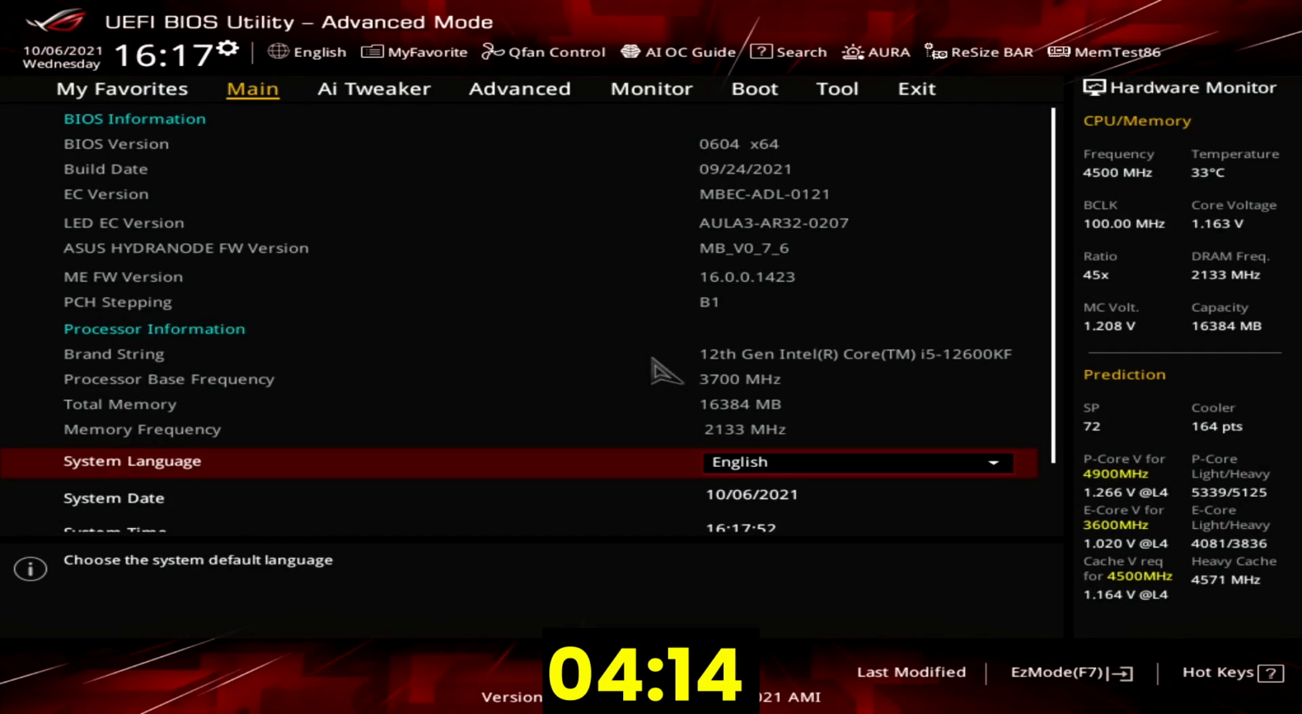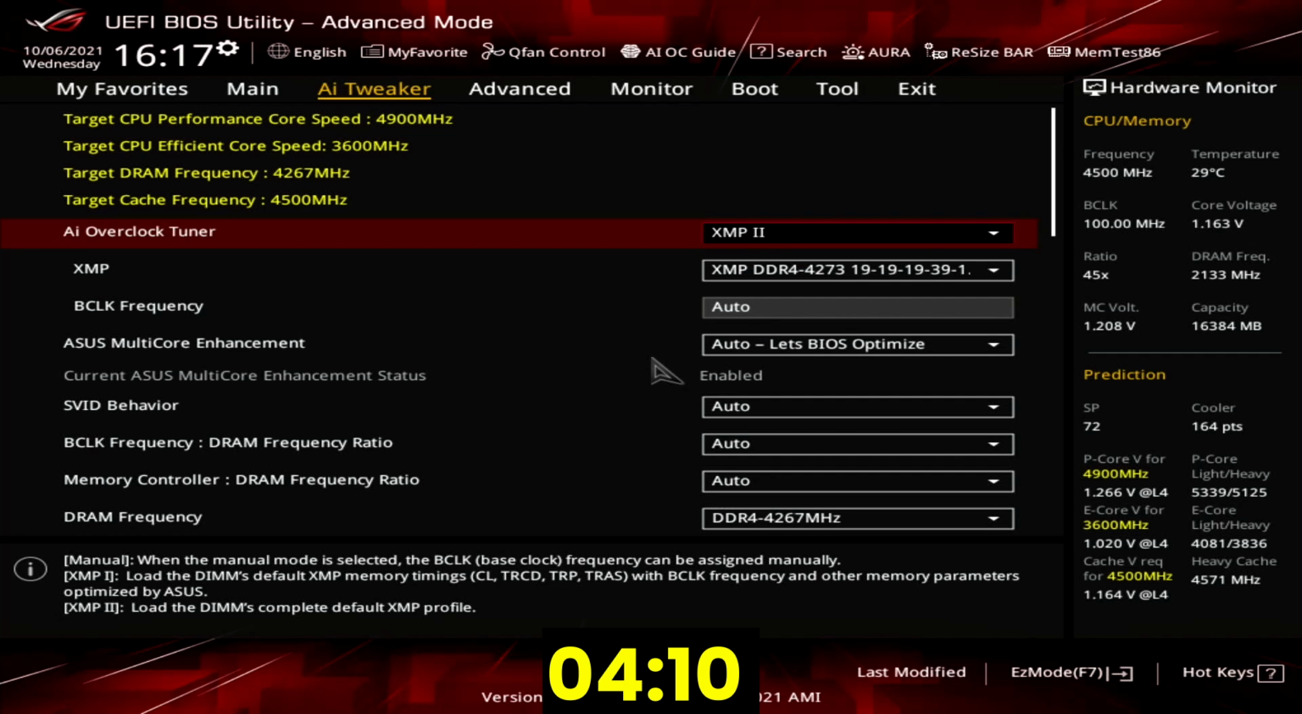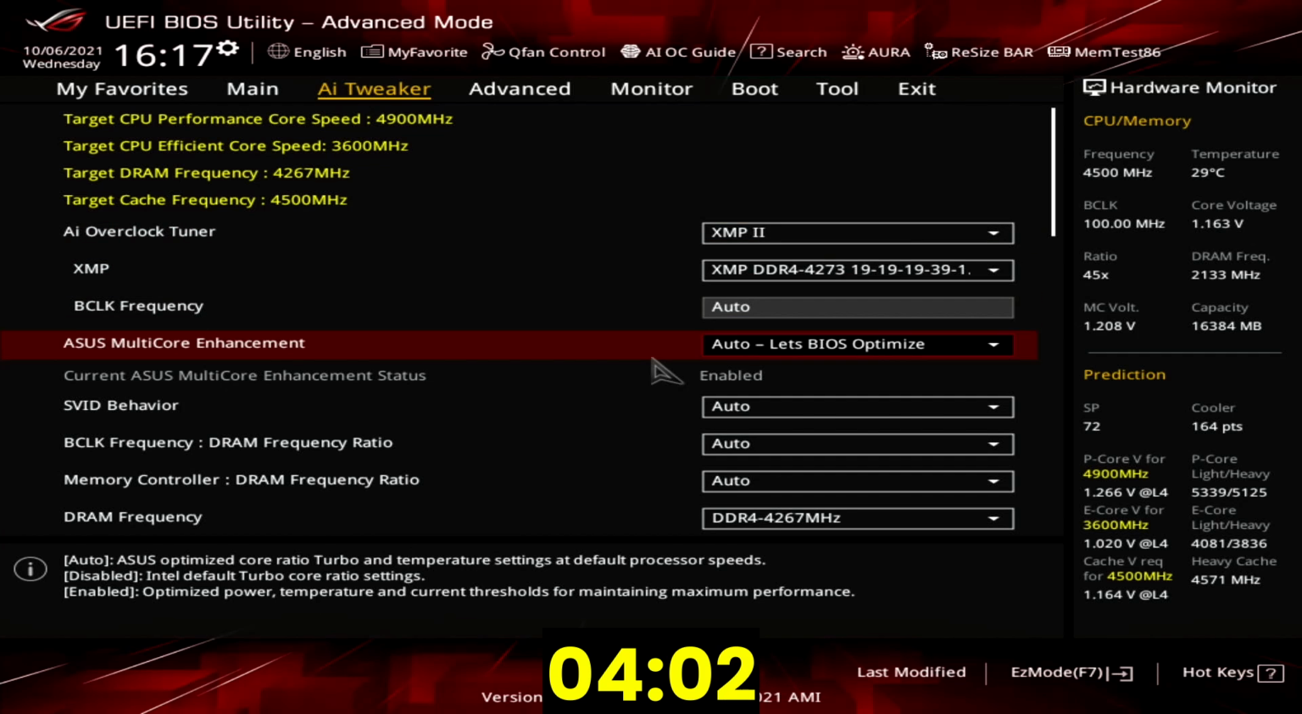When you've entered the BIOS, go to the AI Tweaker menu. Set AI Overclock Tuner to XMP2. This will enable the XMP profile and let our memory run at its high frequency specification. Set Asus MultiCore Enhancement to Enabled, remove all limits. This will unleash the Turbo Boost 2.0 power limits and allow for an unlimited time at maximum performance.